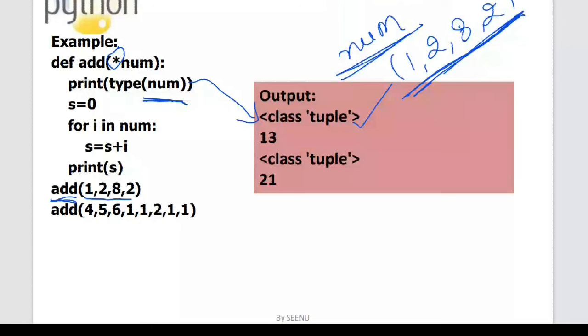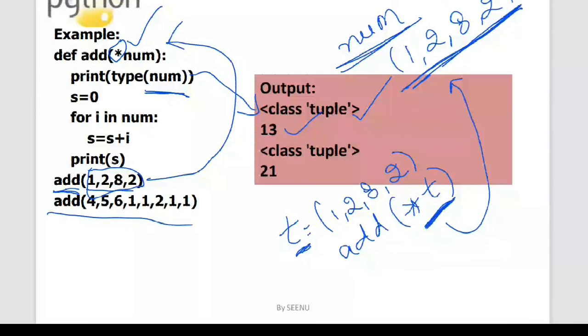It takes these, sums them up, and gives me 13. In the next function call, we pass some more elements. It gathers all of them into a tuple, then sums all these elements and prints the sum on the screen for us, which is 21. Did you understand this, girls? Yes, ma'am.